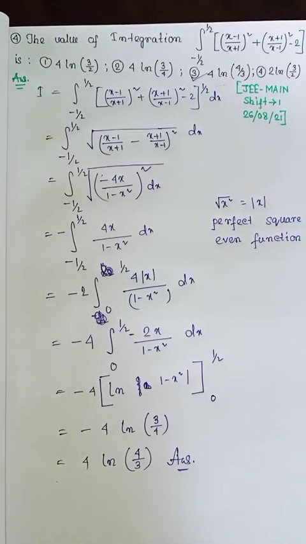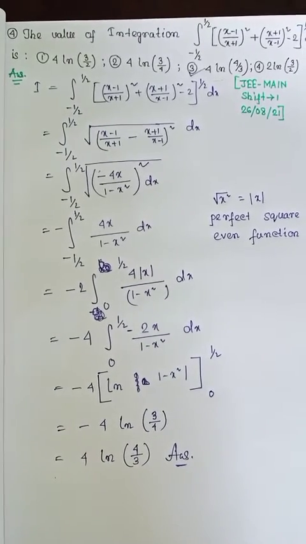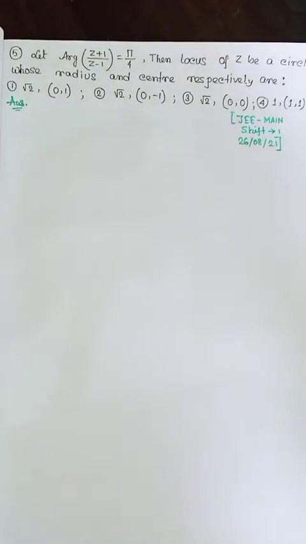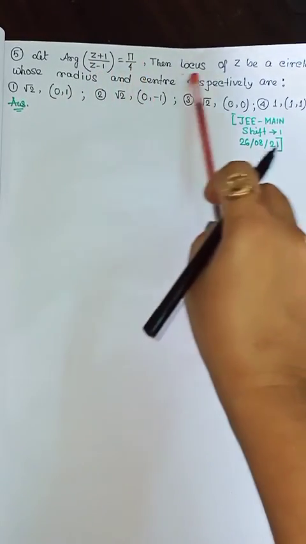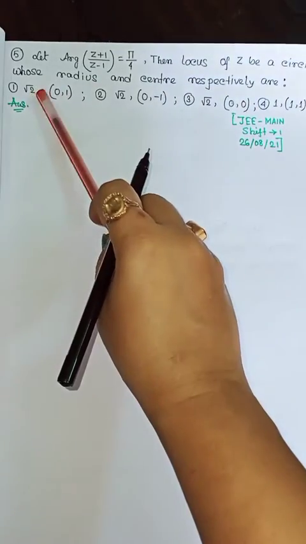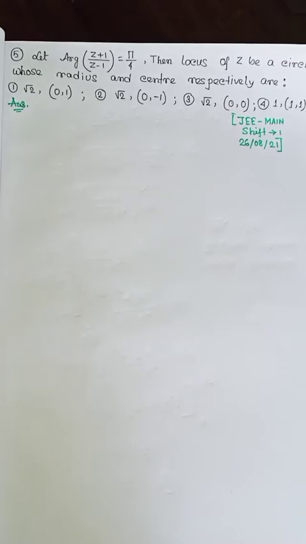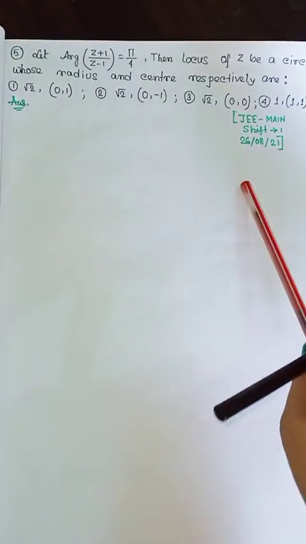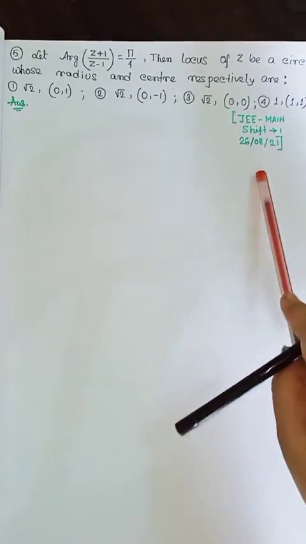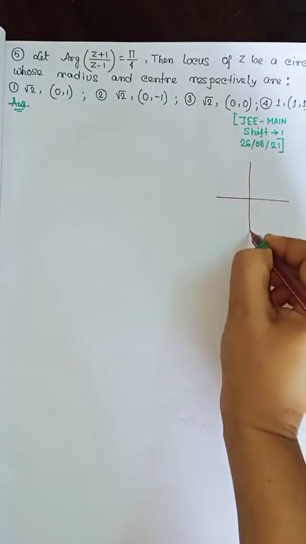Now moving to question 5. Question 5 is: let the argument of (z plus 1) divided by (z minus 1) be equal to pi by 4. Then the locus of z is a circle whose radius and center respectively, four options are given. This is a question in the house of complex numbers, and it's also a memory based question from JEE Main Shift 1, 26th of August 2021.